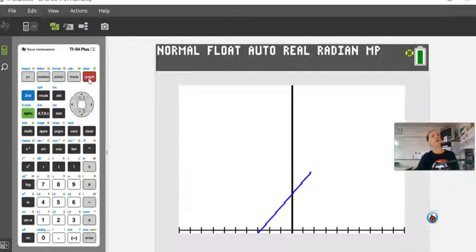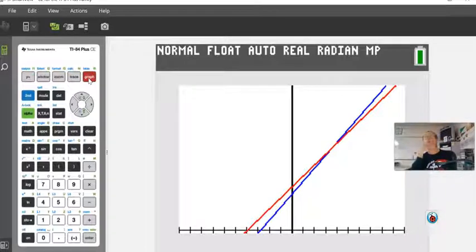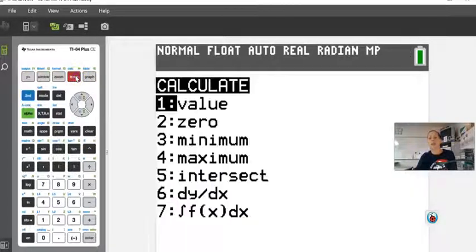Press graph and see if you see where the two lines intersect. If you don't see them, then you need to go back into your window and change your window settings. I do see where they intersect, right here. To figure out where they intersect, we need to go into calc. Since it's written in blue, I hit the blue key, second, and then trace to get into calculate. Go down to intersect, number 5.